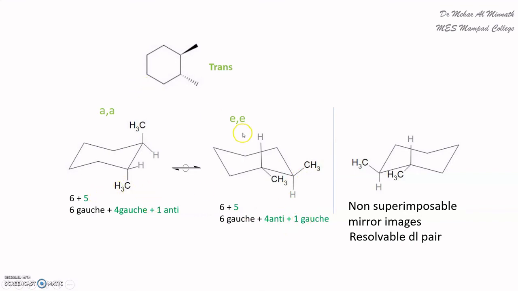So when you see the energy difference between AA and EE, we find that EE is having altogether 7 gauche units, but AA is having altogether 6 plus 4, 10 gauche units. So 3 gauche units are extra in AA. So AA will be 2.7 kilocalories more energetic than EE, and hence EE will be the most stable conformer. Now we'll dissect this into butane units and just check it out.